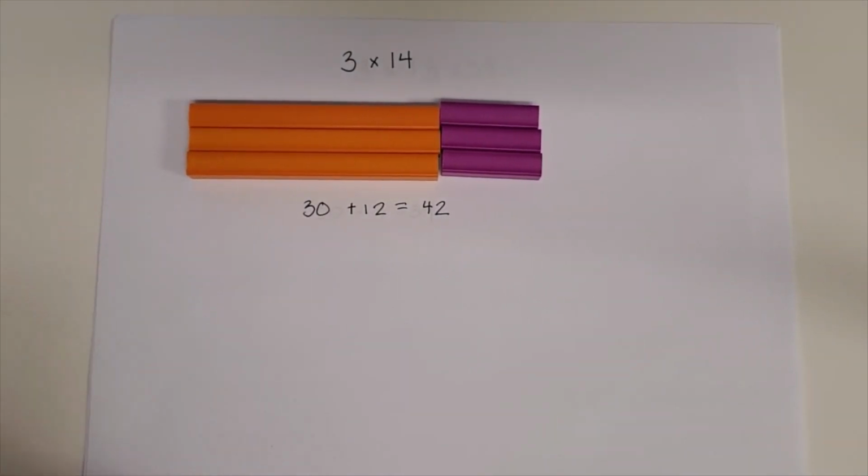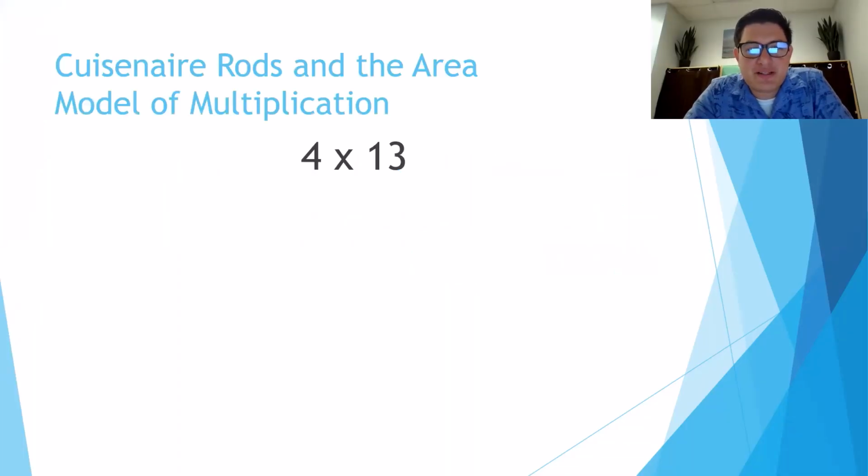Now, by the way, if you ever want to draw a picture of this, it's called an area model, since we're just finding the space or the area in a rectangle. So I'm going to change the orientation of the camera in a moment, and we're going to do another problem. All right, so let's think about a new problem. So let's think about 4 times 13.